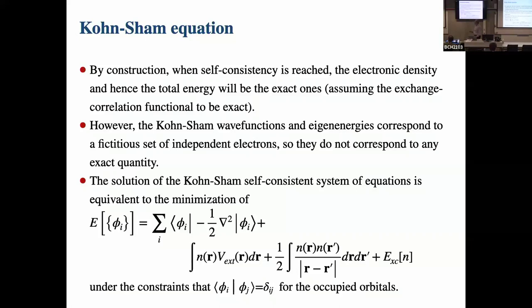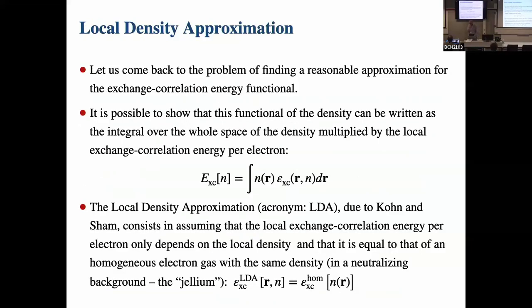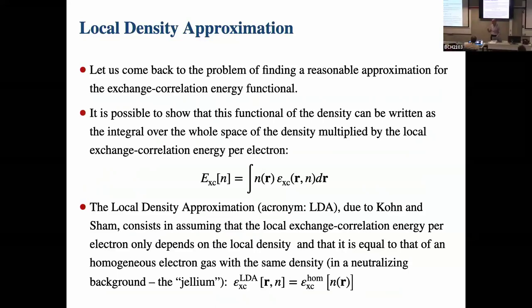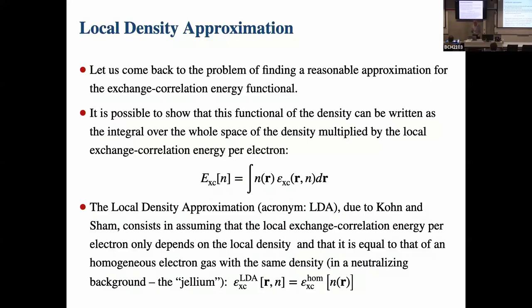So solving the Kohn-Sham Hamiltonian is strictly equivalent to minimizing this function of the wave functions here, okay, under the constraint that the wave functions are orthonormal. So now we still have the problem that we don't know this exchange correlation energy, and I'll come back to that later on. And the good point of the paper of Kohn and Sham was that at the same time, they derived this Kohn-Sham equation, but they also made a very reasonable approximation about this exchange correlation functional.